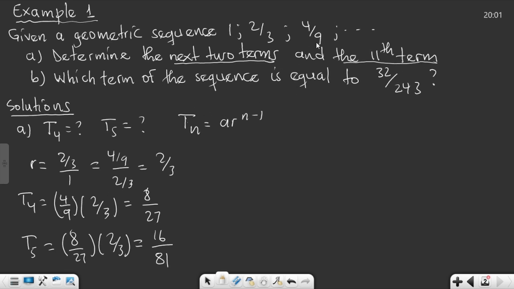You can see here, I wanted the next two terms. They were not far from the three terms, so I just used the common ratio. I could have used the formula to get my T4 and my T5. Now in the case of T11, I now need the formula. So I'll use this formula for T11.